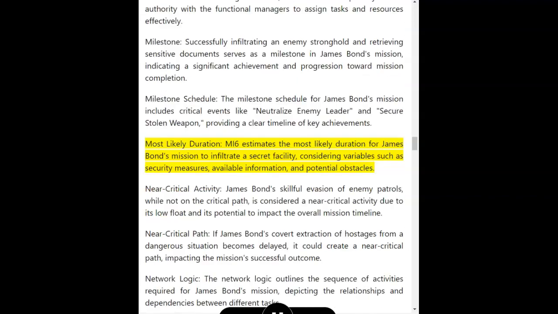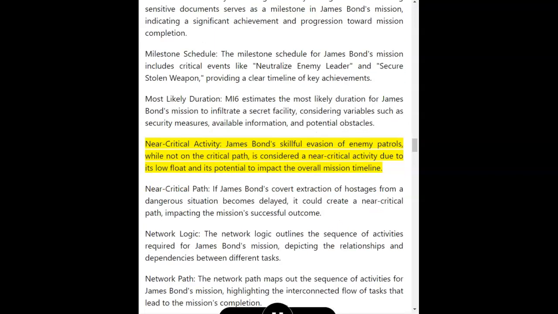Most likely duration. MI6 estimates the most likely duration for James Bond's mission to infiltrate a secret facility, considering variables such as security measures, available information, and potential obstacles. Near-critical activity. James Bond's skillful evasion of enemy patrols, while not on the critical path, is considered a near-critical activity due to its low float and its potential to impact the overall mission timeline.